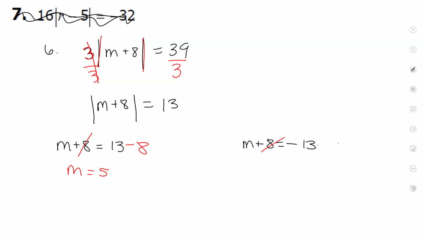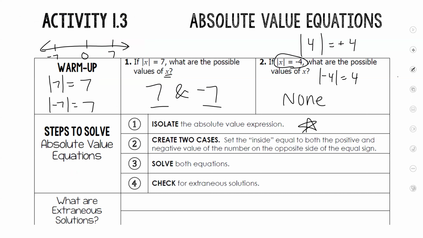And subtract 8. What do I get over here? Negative 21. Okay. All right, so these are my 2 answers. Let's make sure that these are true. So our last step is to check for extraneous solutions.